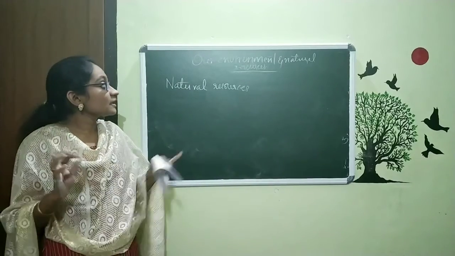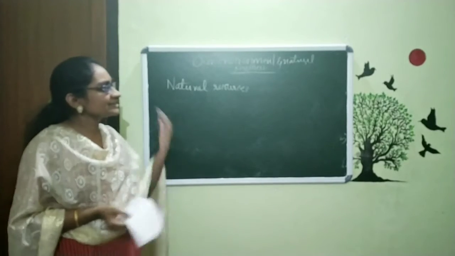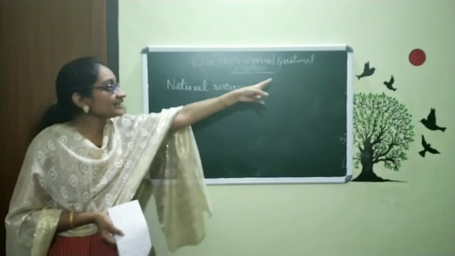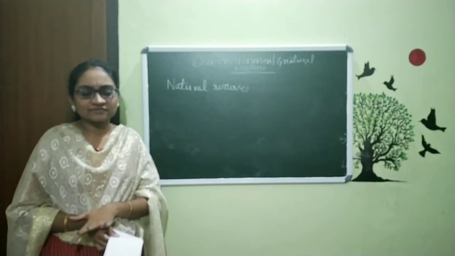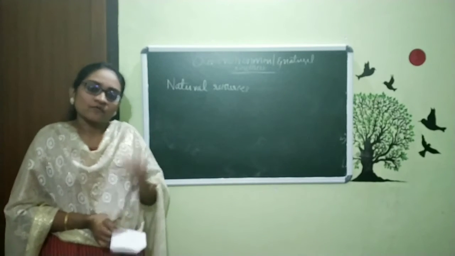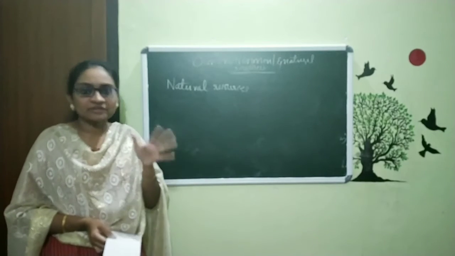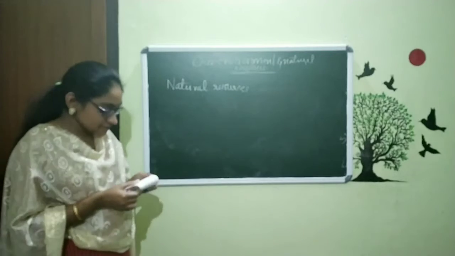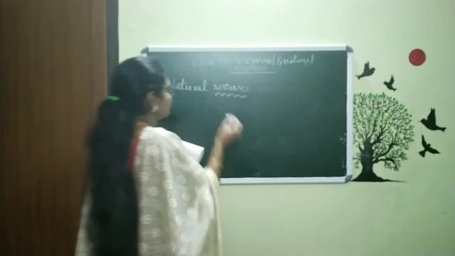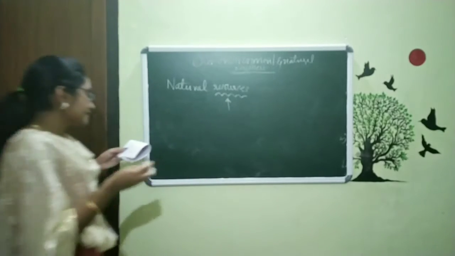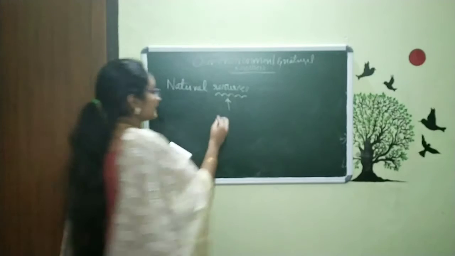What is the next part of our chapter? Our environment and natural resources. We already discussed our environment, and the next is natural resources. The question is this: what are natural resources? Whatever you are using in your daily life is a particular resource. So first you just want to study what a resource is. We can say it is the substances we utilize in our daily life.